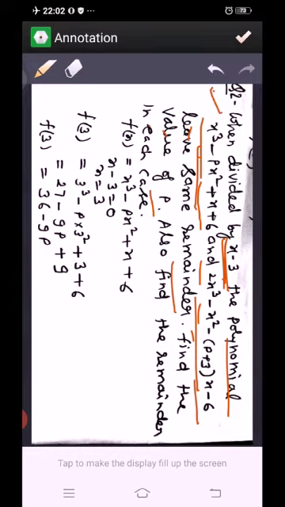f(x) equals x cube minus p x square plus x plus 6. We have to divide by x minus 3. x minus 3 equals 0, x equals 3. So now we will find f(3). In place of x we will put 3. On solving we get 27 minus 9p plus 9. Then f(3) we are getting 36 minus 9p. This we have got as f(3).